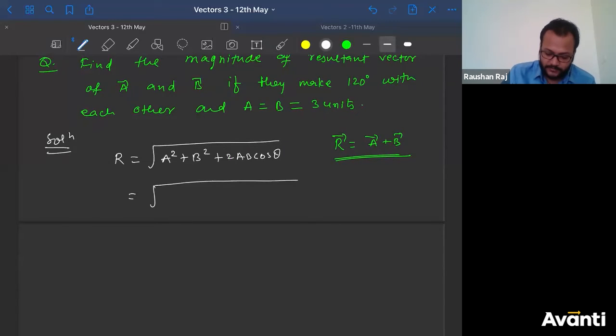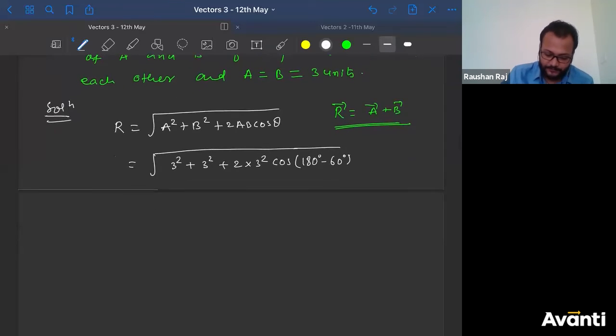Now put the value. A square is what? 3 square. B square is what? Again 3. So 3 square plus 2 into 3 square into cos of theta, theta is 120. How can I get 120? I can write cos 120 as 180 degree minus 60 degree, right? Or pi minus 60. अच्छा, बहुत बढ़िया.